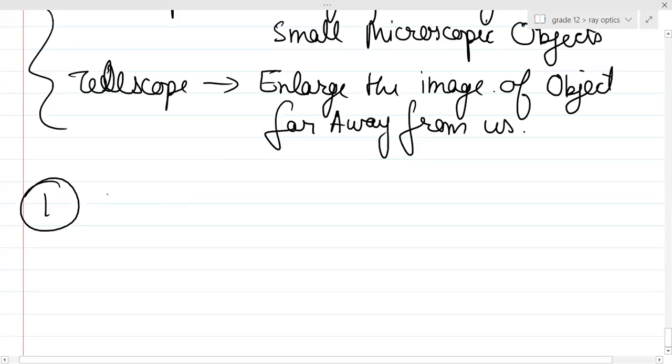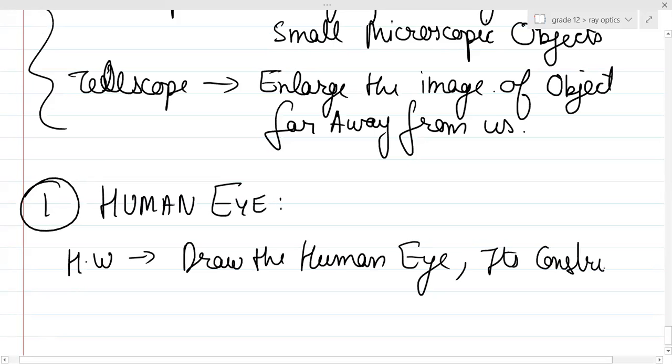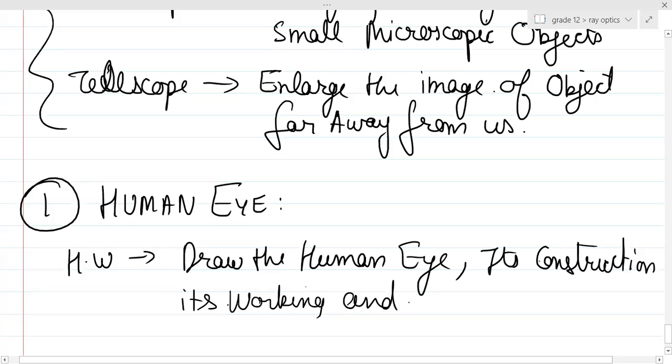So in here, the first optical instrument is basically the human eye. We all know what the human eye is. Your homework is to draw the human eye. You can take the reference of your 10th grade notebook. Draw the human eye, its construction, its working, and its parts. Construction is basically what are the different things inside the human eye, right? All of this is given in your 10th grade notebook.